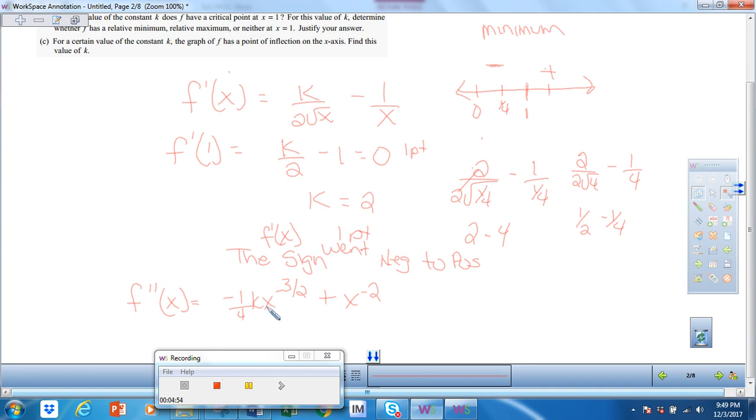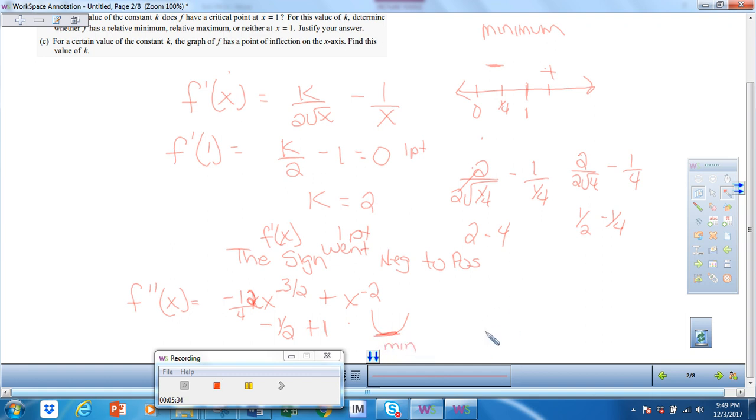So x is 1, and k is 2. Let's go ahead and put that in for k. So that gives us negative 1/2 plus 1, when we put in 1 for x, which is positive. So if the second derivative is positive, that means that the graph is concave up, and that where we're taking it is going to be a minimum.